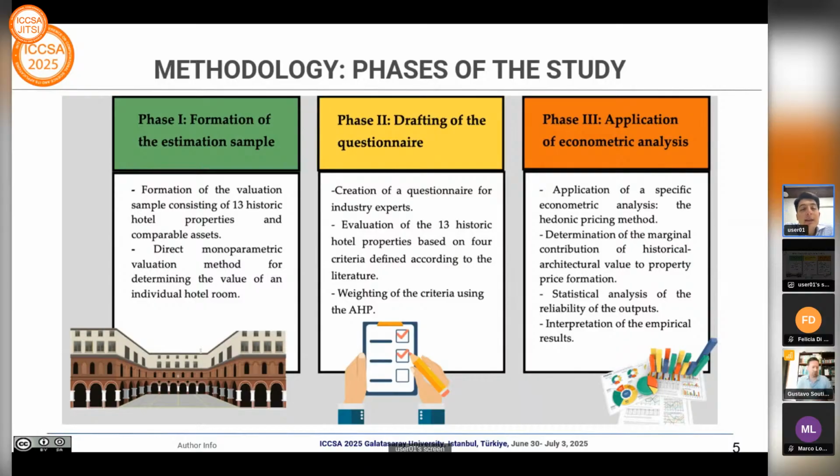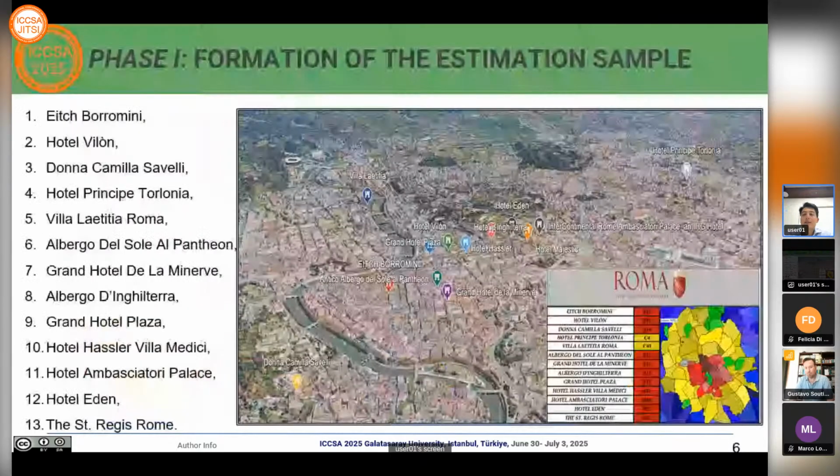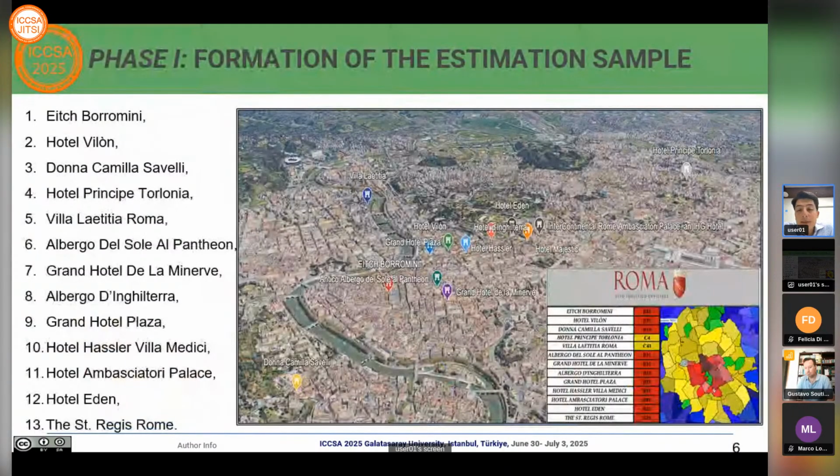In the third and last phase, we have the application of econometric analysis, with specific regard to the hedonic price method for the determination of the marginal price, the marginal contribution of the historical and architectural component on property value, with the statistical analysis and interpretation of the results.